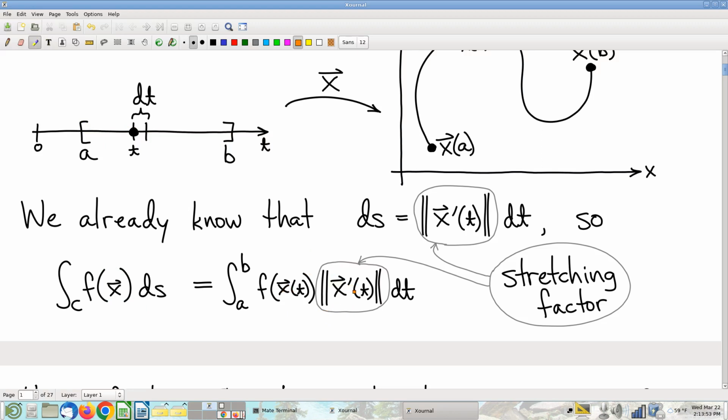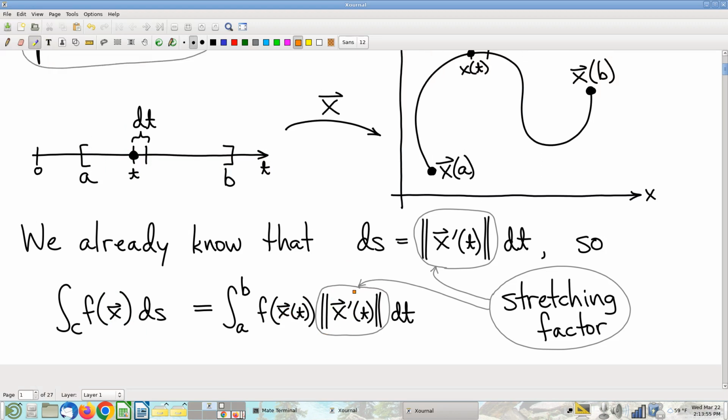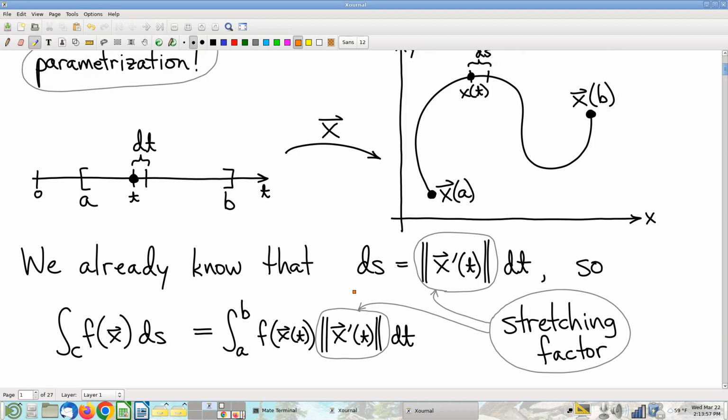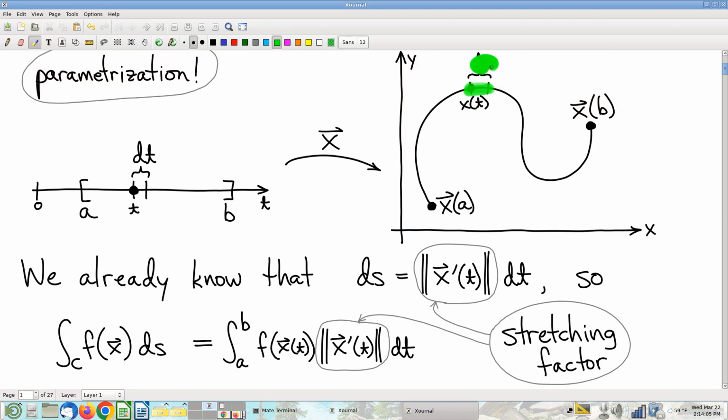Isn't there a stretching factor or something? What is the stretching factor in this case? Specifically then, if I have a little piece of curve of length ds, and if I want to relate that to a little piece of parameter dt, what is the relationship between ds and dt? They're certainly not the same. Clearly not the same. What's the relationship?